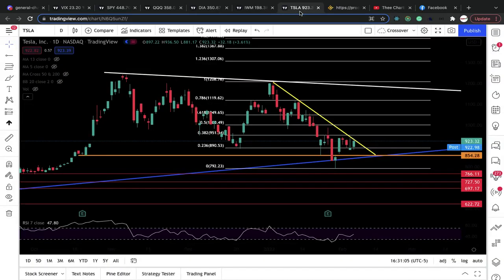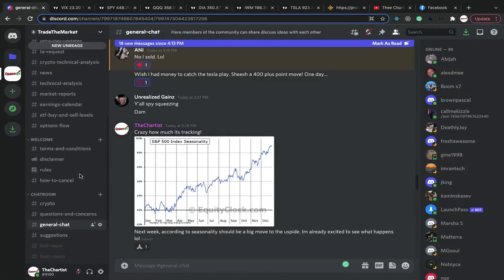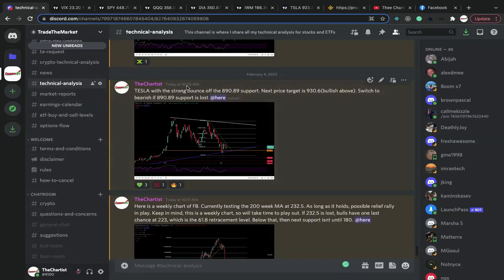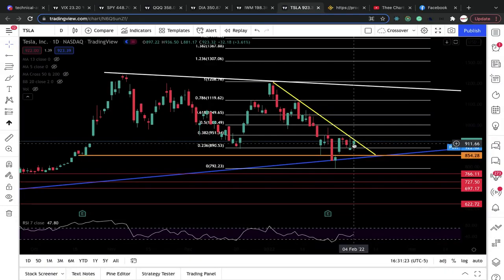Tesla, very great trade today. That was alerted in the Discord today. 890.28 was support. That was alerted today at 10:05 a.m. 890.89 was support. We targeted 930.6 and bullish above that. All right, 930.6 was the price target. It went as high as 936.5. So 930 was the price target, and it went $6 above our price target, so we were able to underpromise and overdeliver.